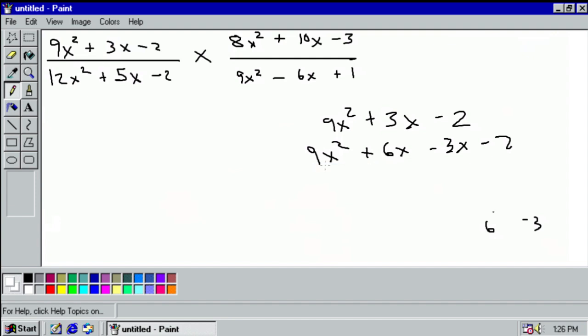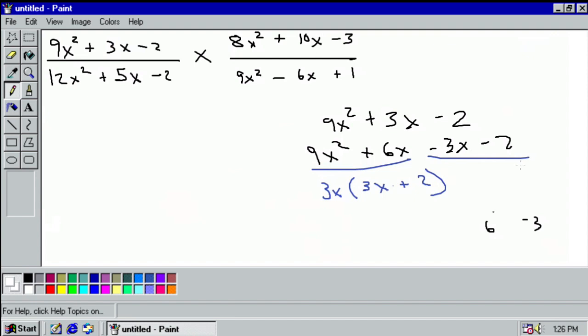This part we can have a GCF of 3x. 9x squared divided by 3x is 3x, and 6x divided by 3x is positive 2.